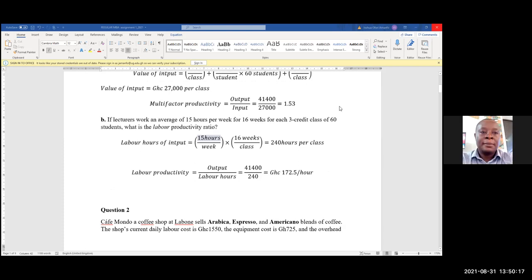For the B part, it says if lecturers work an average of 15 hours per week for 16 weeks for each 3-credit class of 60 students, what is the labor productivity ratio? Here we are looking at the hours of input, the labor hours. So you multiply the 15 by the 16 to get the labor hours, which is 240 hours per class.